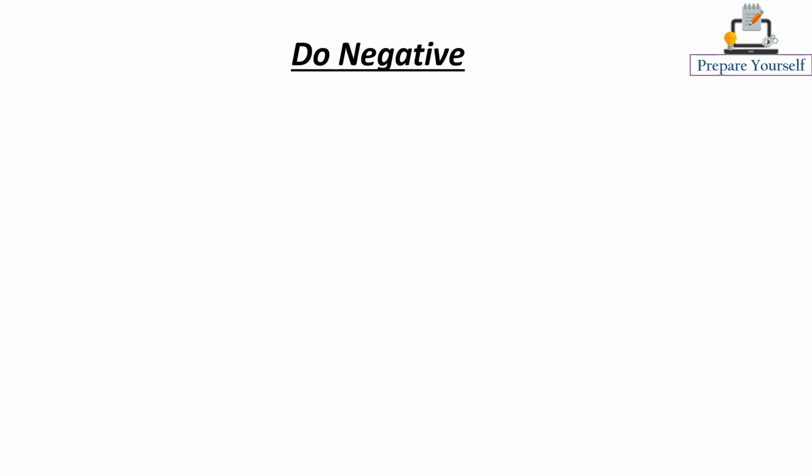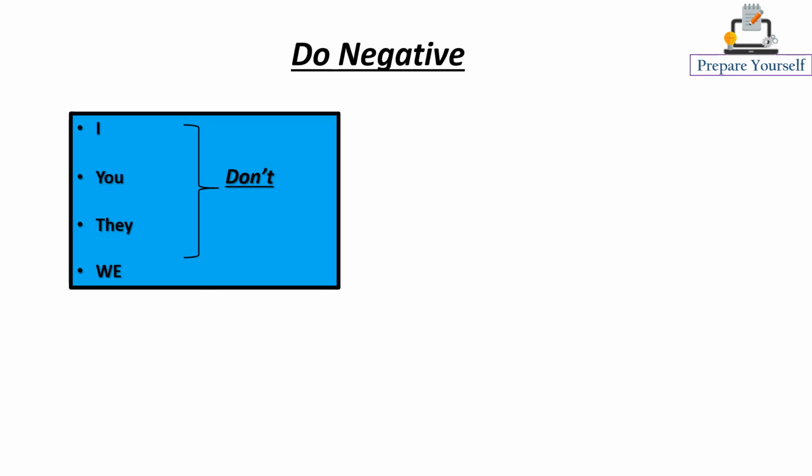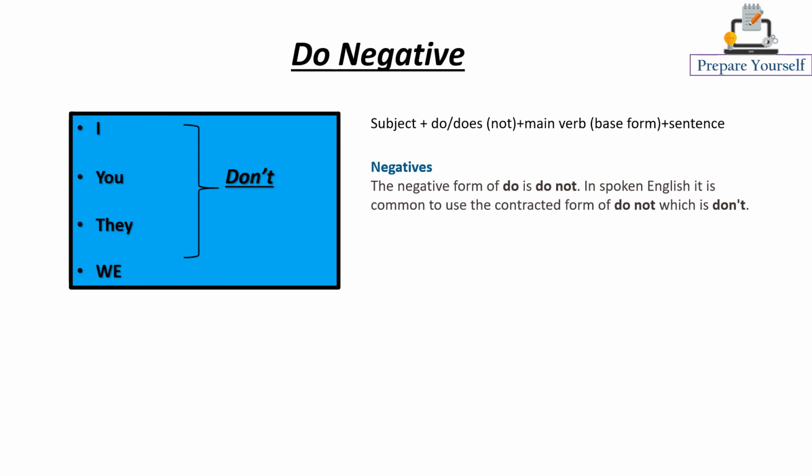The negative sentence structure with the help of do. It will be don't. We use don't with I, you, they and we. The structure of the sentence is subject plus do or does, plus not, plus main verb in base form, plus the rest of the sentence. The negative form of do is do not, but in English we should say don't instead of do not.